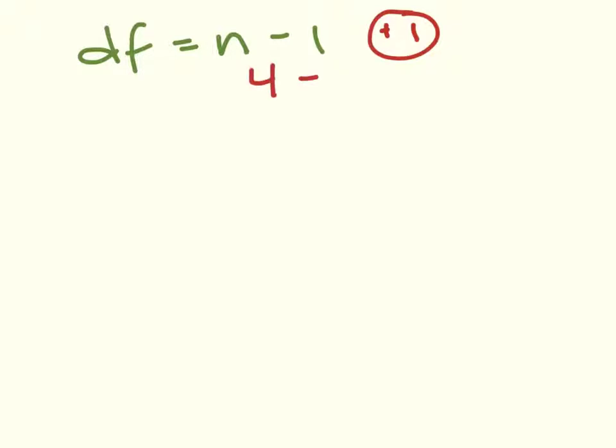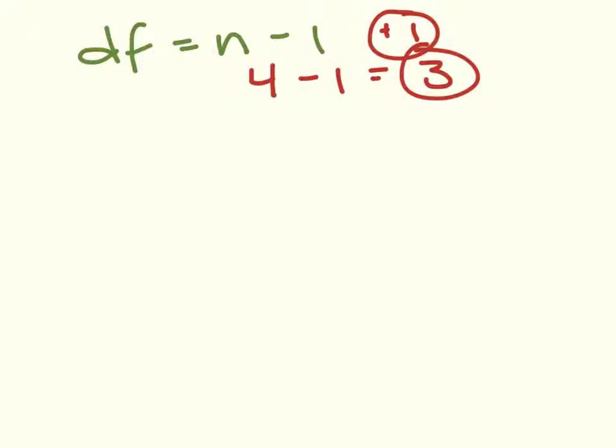So let's do that. In order for us to analyze our chi-square value, we have to figure out our degrees of freedom. And we have to remember that our degrees of freedom is n minus 1. You get 1 point if you get your degrees of freedom. Because we have 4 groups minus 1, our degrees of freedom is 3. That's 1 more point that you get right there.